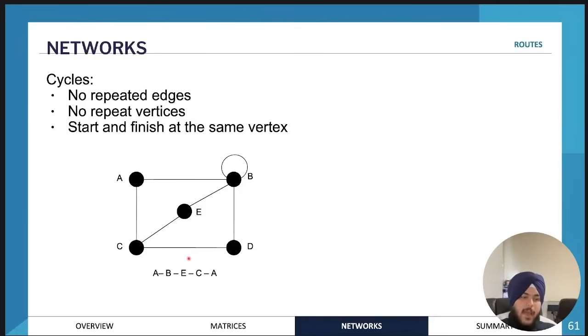And lastly, we have cycles. Cycles are essentially where you are going around the map, but you're not repeating any edges, you're not passing through the same edge more than once, and you're not repeating any vertex. You're not going to the same location more than once, except for when you are at the start and the finish. A cycle must also start and finish at the same vertex, similar to a circuit. But here, the only difference is that you can't repeat any vertices and you can't repeat any edges.